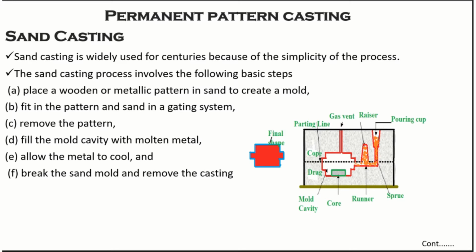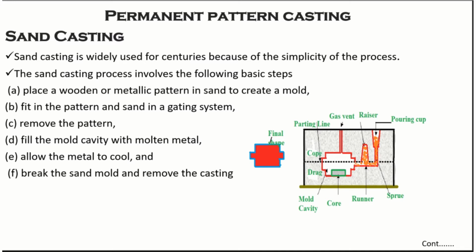Now let us see the first expandable mold casting process, which is permanent pattern casting. In this permanent pattern casting, the first and the basic casting operation is sand casting. Sand casting has been widely used for centuries. It is a very traditional approach, and it is being used even now due to its simplicity. This process involves several steps.